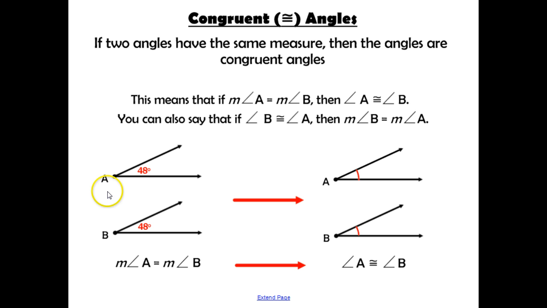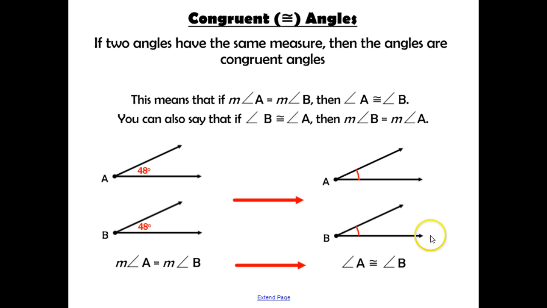So let's look at the diagram below. Here we have angle A is measured 48 degrees. Angle B is measured 48 degrees. So the measure of angle A equals the measure of angle B. Now over here, we have this angle that's marked with one arc marking.